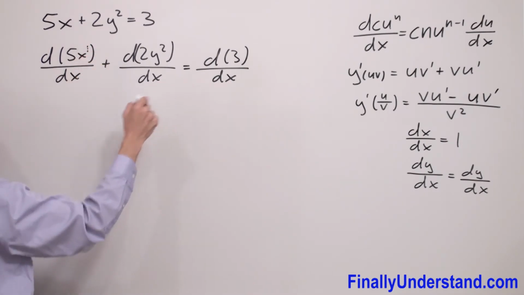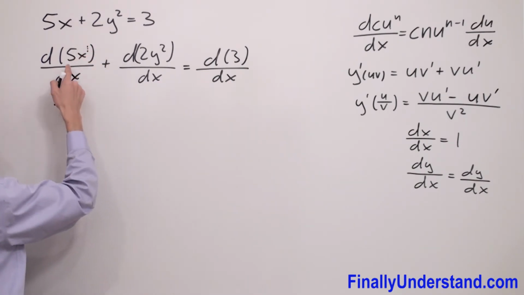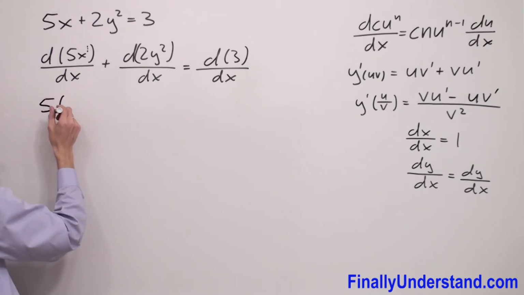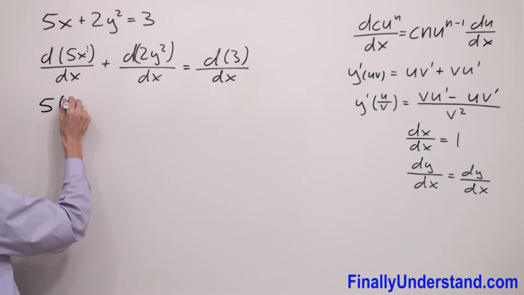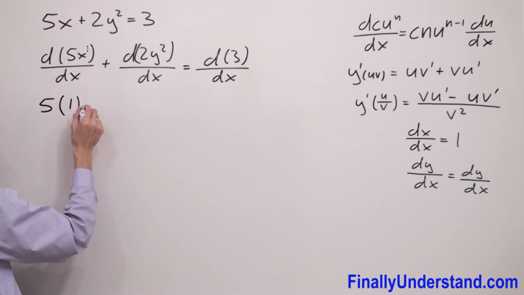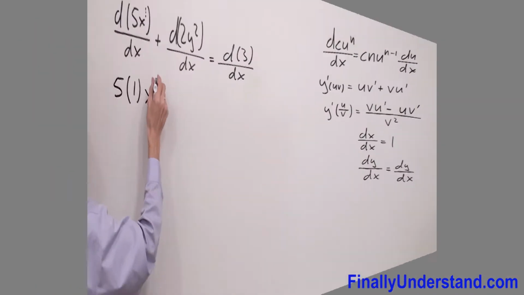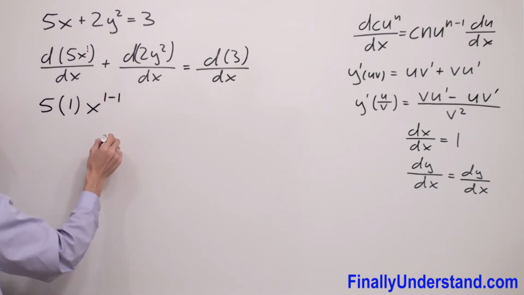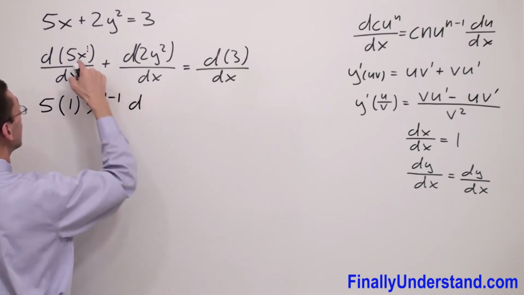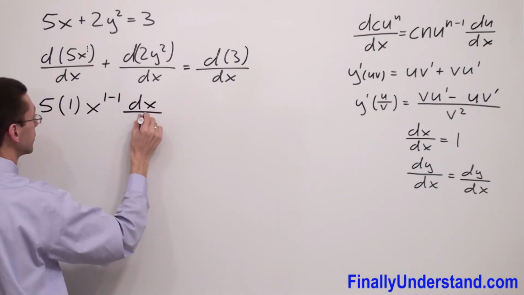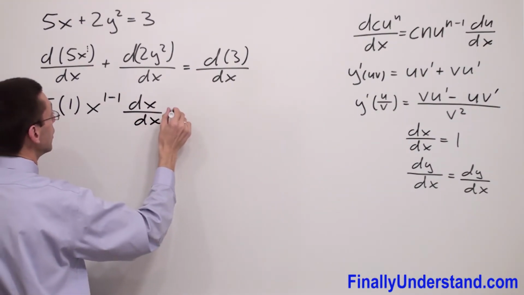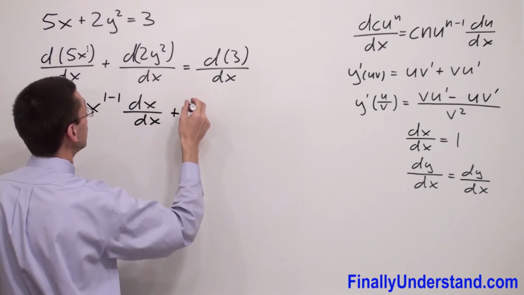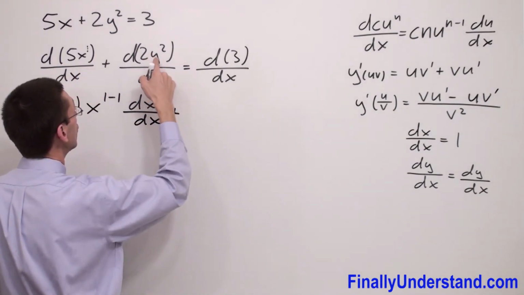So according to this rule, we're supposed to write first the constant. My constant is equal to 5. Next, we have to multiply that constant by the power, 1. Next, we have to multiply with the exponent, 1 in this case, minus 1. Derivative of this with respect to x. Plus, I'm finished with this one, derivative of 2y squared.